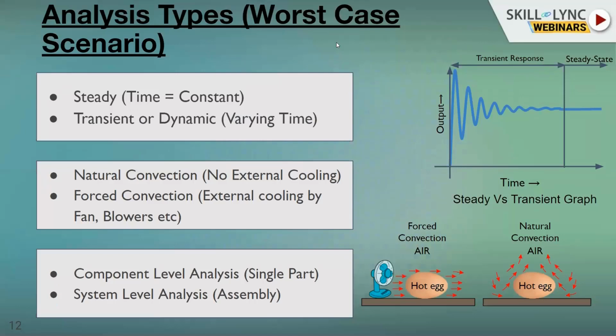The second type is whether we have a fan or no fan condition. Without a fan is natural convection, with a fan is forced convection. This is important because it purely depends on the cooling efficiency and heat transfer efficiency.